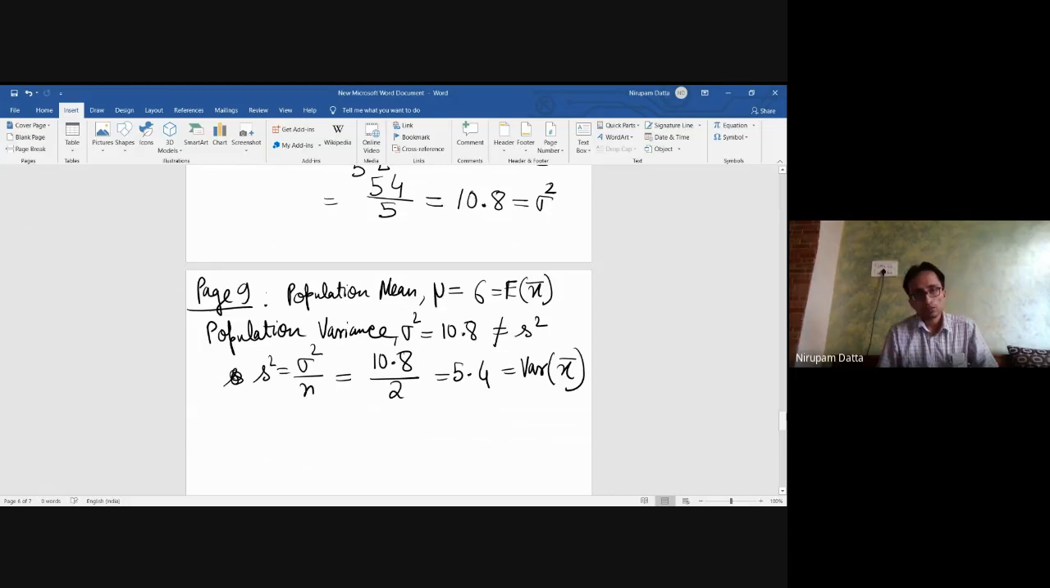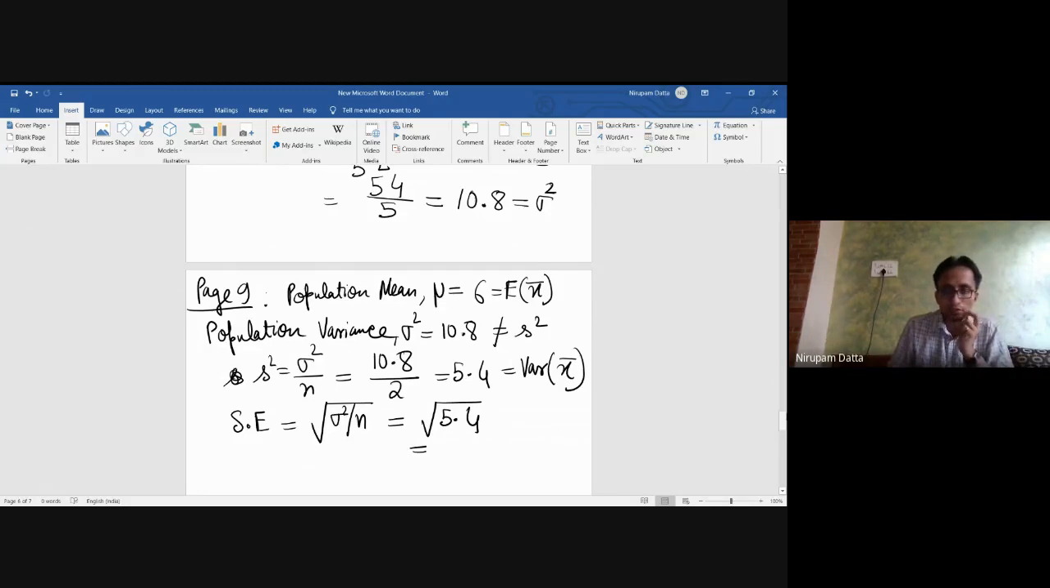Okay. So now we have to find the standard error. How do you find the standard error? Standard error is the square root of sigma square by n, which is root over 5.4. And what is root over 5.4? It is 2.32. So the standard error of the sampling distribution of the test statistic is 2.32.